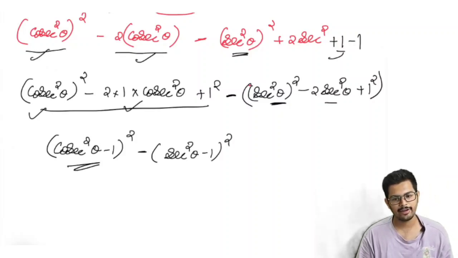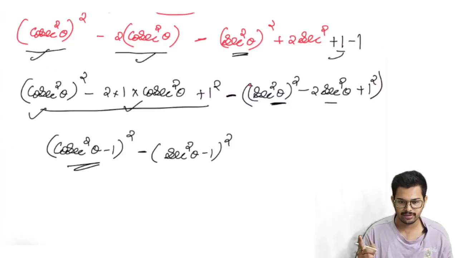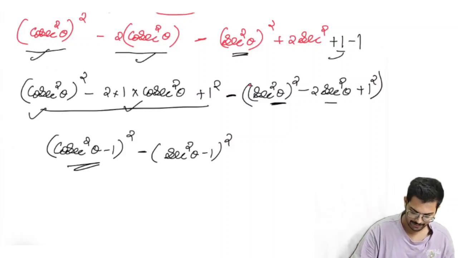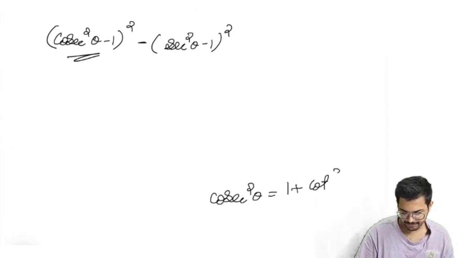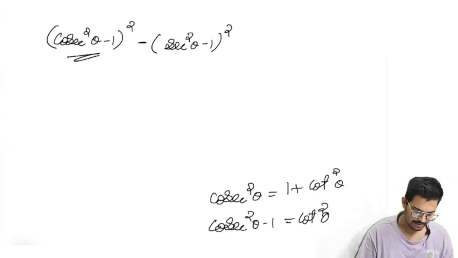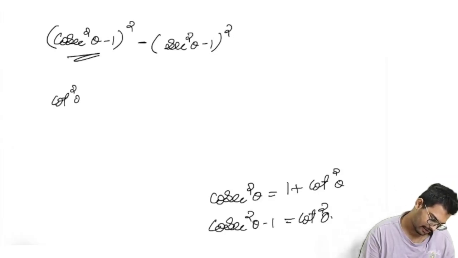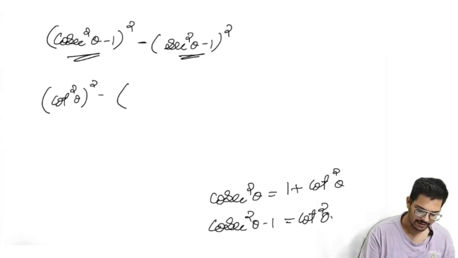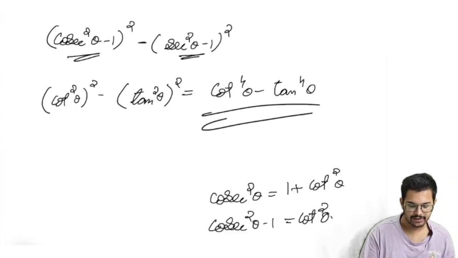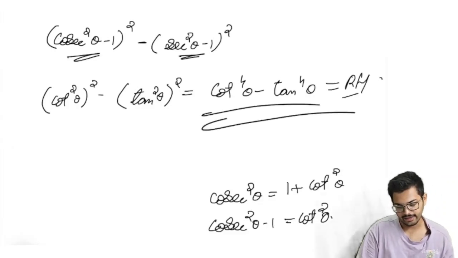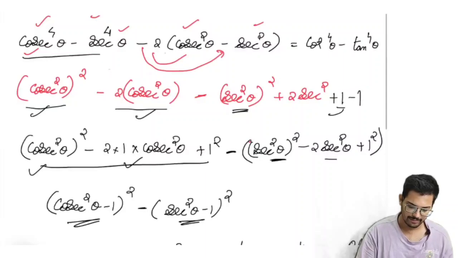Now what is cosec square theta minus 1? Cosec square theta equals 1 plus cot square theta. Therefore, cosec square theta minus 1 equals cot square theta. Similarly, sec square theta equals 1 plus tan square theta, hence sec square theta minus 1 will be tan square theta. So the final answer is cot raised to 4 theta minus tan raised to 4 theta. So it is equal to our right hand side. So we have proved. This is one method of approach.